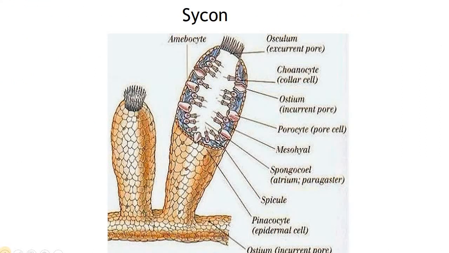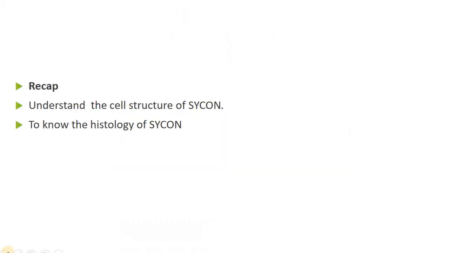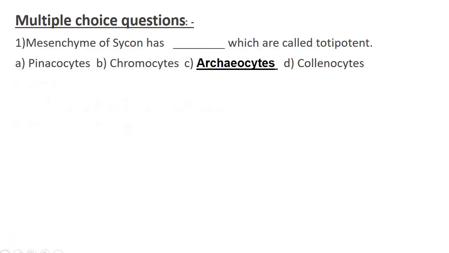Here, look, the sycon diagram is there. Now we have the choanocytes or collar cells, and porocytes and mesohyl, that is a mesenchyme, spongocoel, spicules, pinacocytes and ostium. Now recap of the study. We understood the cell structure of the sycon, and also we know the histology of the sycon.